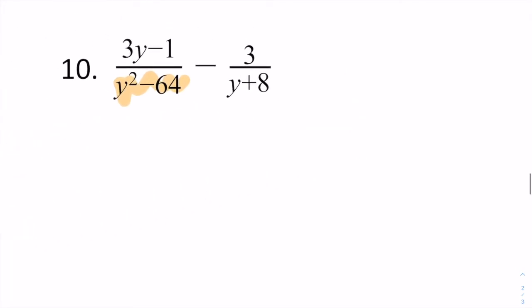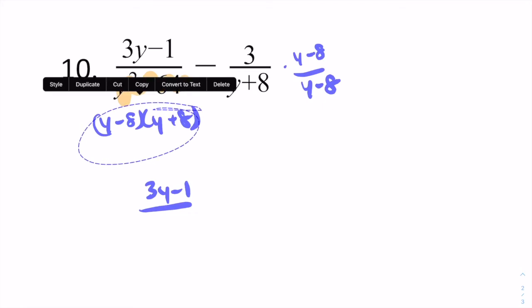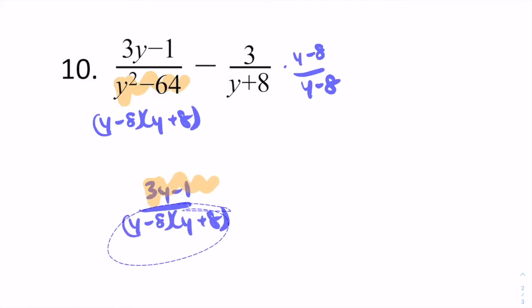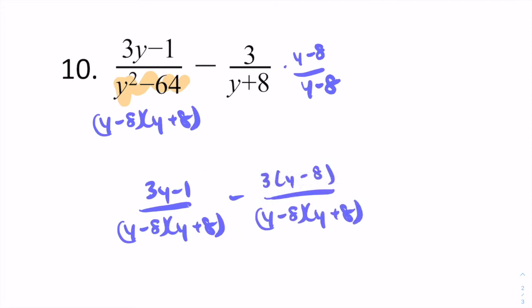Last but not least, remember y squared minus 64, that is a perfect square binomial. So you have y minus 8, y plus 8. The left one has a y minus 8, the right one doesn't, so let's multiply by y minus 8. Let's rewrite it, so 3y minus 1 over, I'm going to copy this one as well. So for this, it's subtraction, so minus 3 times y minus 8 over y minus 8, y plus 8.